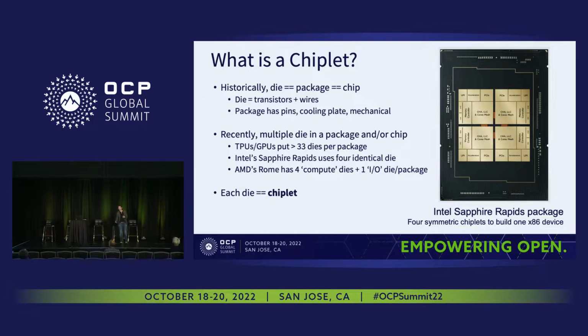You've got Sapphire Rapids that we have a picture of on the screen, where they're going past the reticle limit, so they split it into 4 pieces to be able to continue to offer increasing levels of performance. And then of course AMD's Rome approach, which was a heterogeneous approach versus a homogeneous approach that Intel took. So in the rest of this talk, each die is a chiplet.